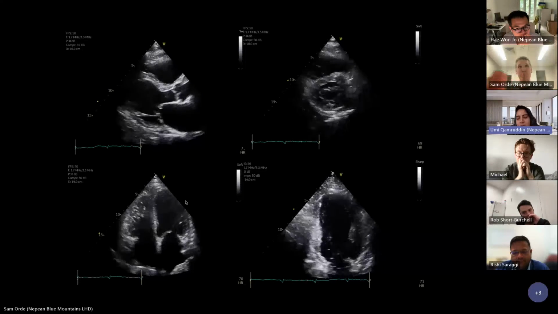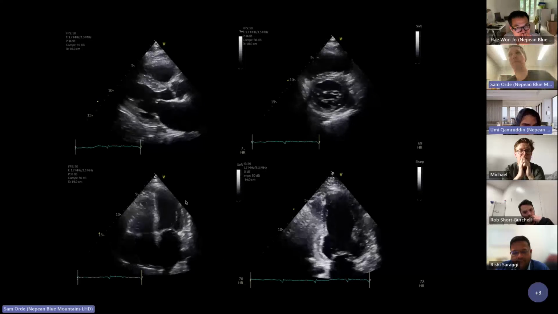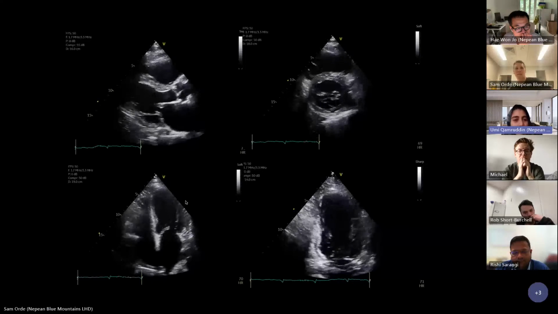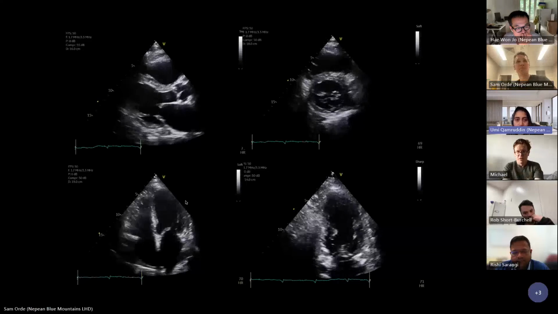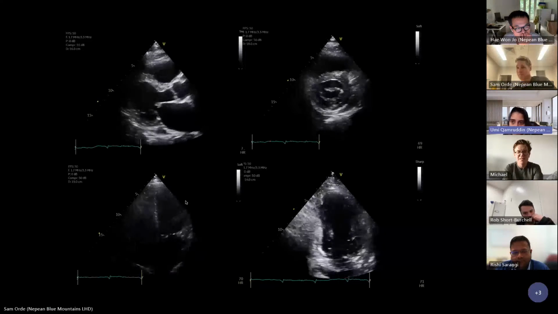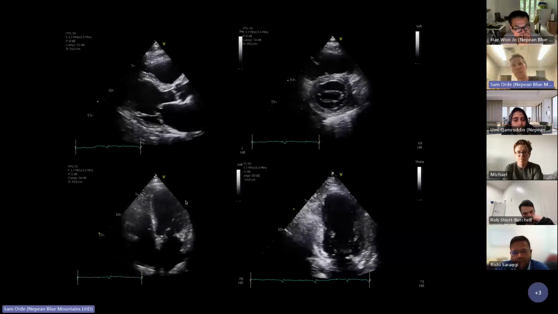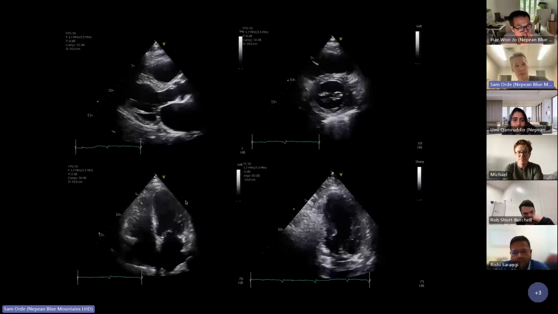In terms of size, the LV is not dilated. Just by eyeballing, it looks, yep, fair enough. Size is about normal, but there is at least moderate LV dysfunction and maybe regional wall motion abnormality as well. Perfect. So would you be happy to do an ejection fraction on this patient?